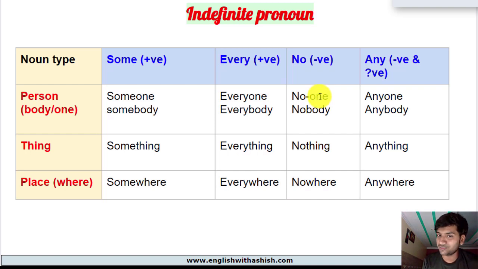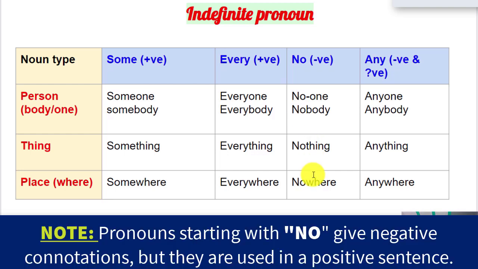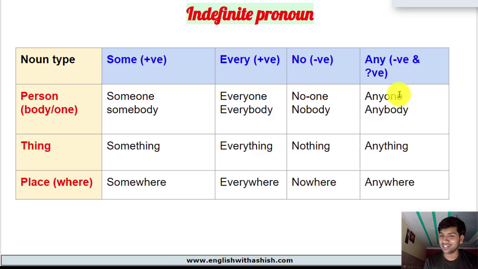Now all the singular pronouns formed using the prefix no are used in negative sentences, only in negative sentences. So no one or nobody, nothing, and nowhere, all used in a negative sentence. Now all the pronouns formed using the prefix any are used in negative sentences and interrogative sentences. Anyone or anybody, anything, and anywhere.